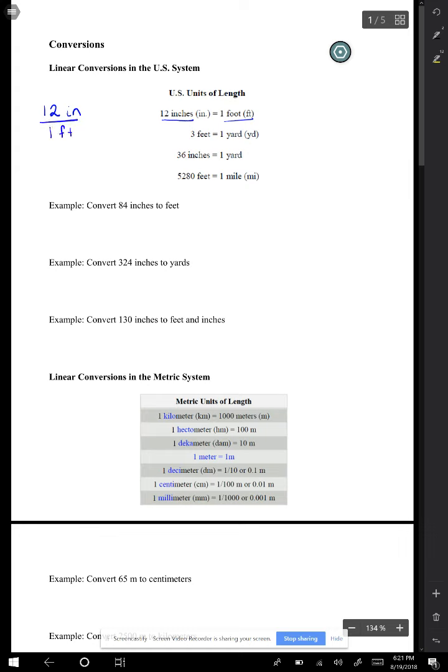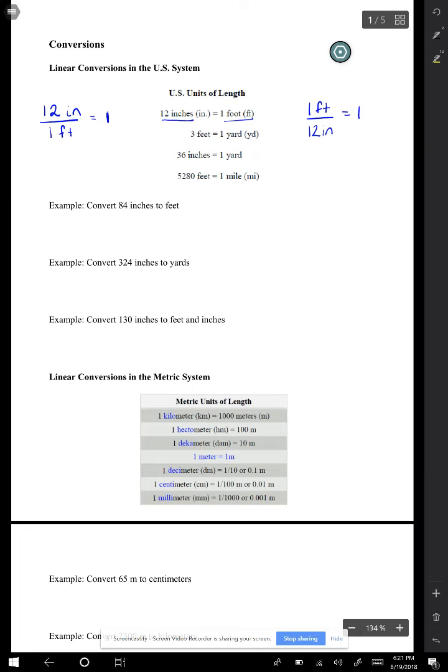12 inches and 1 foot is the same thing. So anything divided by itself is 1. So 12 inches over 1 foot, or divided by 1 foot, is the same thing as 1. And you can actually set that up either way, and I will explain which way we set it up depending on the problem. So both of these are equal to 1.